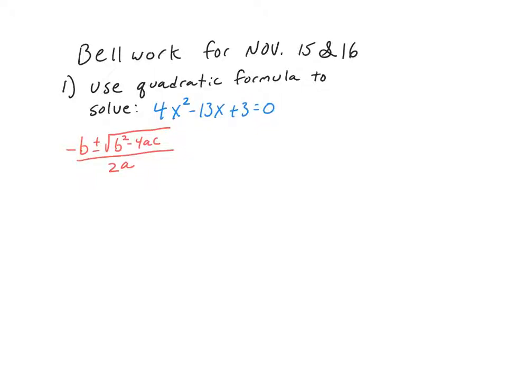This is bellwork for November 15th and 16th. On number 1, we're going to use the quadratic formula to solve 4x squared minus 13x plus 3 is equal to 0. And here's the quadratic formula. We just plug the numbers in. So right here, this is A, this is B, and this is C.